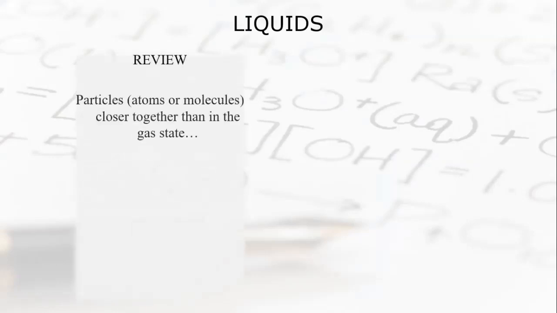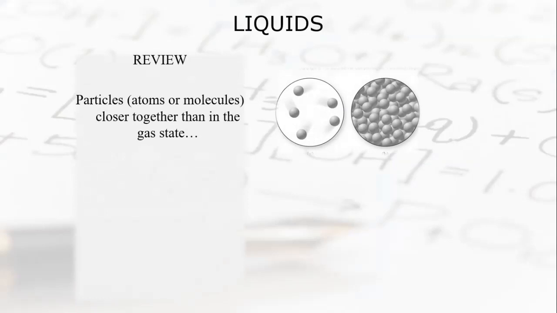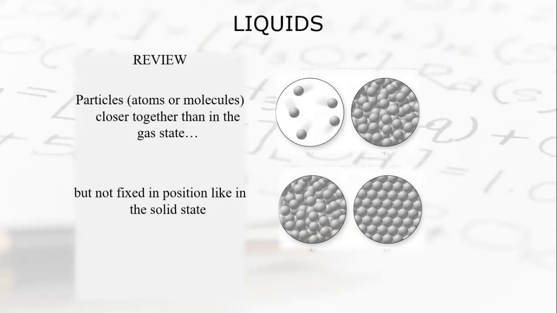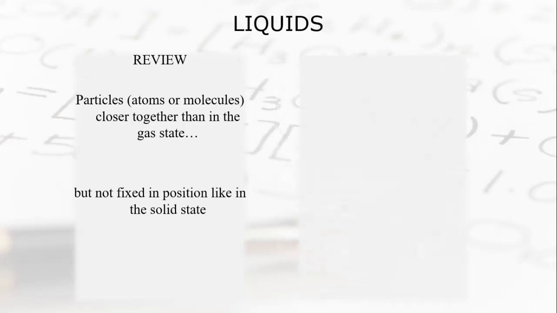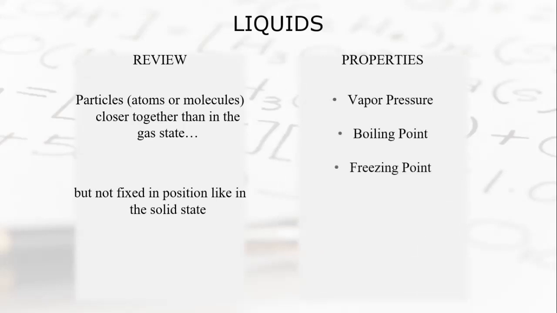So remember that essentially in a liquid, the particles, whether atoms or molecules, are closer together than they are in the gas state, as you can see here on the picture on the right. But they are not fixed in position like they are in the solid state. So in other words, liquids have an in-between type of physical state between the looseness of the gases and the rigid organized structure of the solids. Now, some of the properties that we've studied regarding liquids have been vapor pressure, boiling point, well, freezing point.